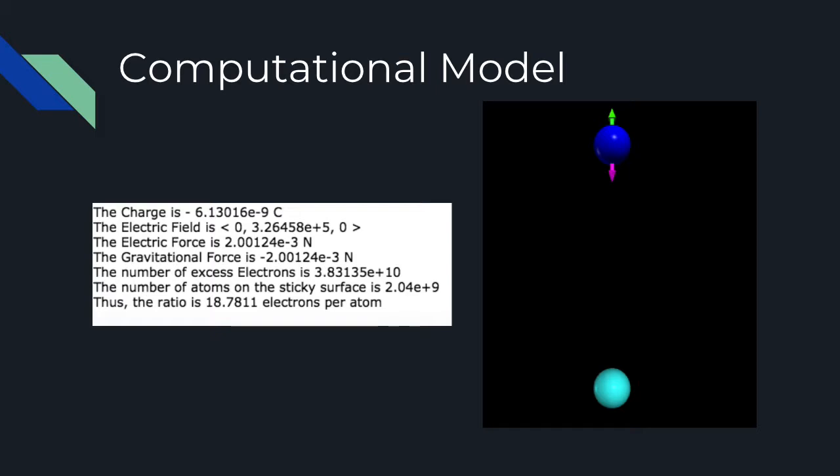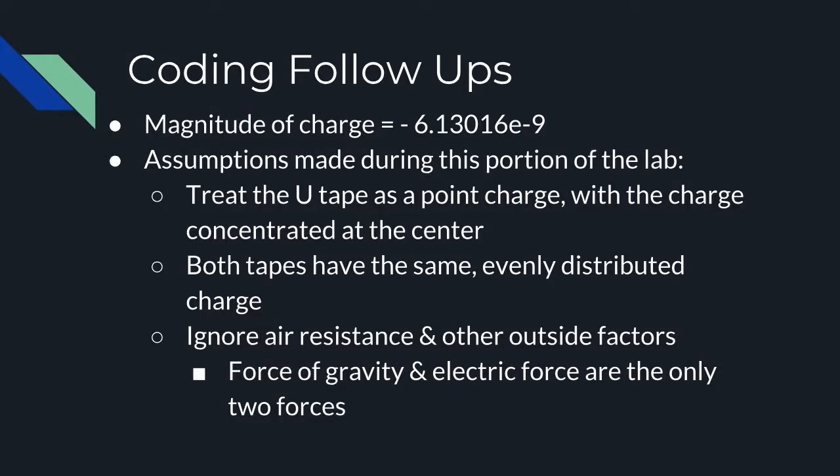These two images demonstrate what happens when I run my code. The numbers on the left are the calculations that the computational model did, and the image on the right is the model of my two particles, the upper and lower tape, with the upper tape having the force of gravity pointing down in the pink arrow and the electric force pointing up with the green arrow. The computational model calculated the magnitude of the charge to be -6.13016 times 10 to the -9 coulombs.